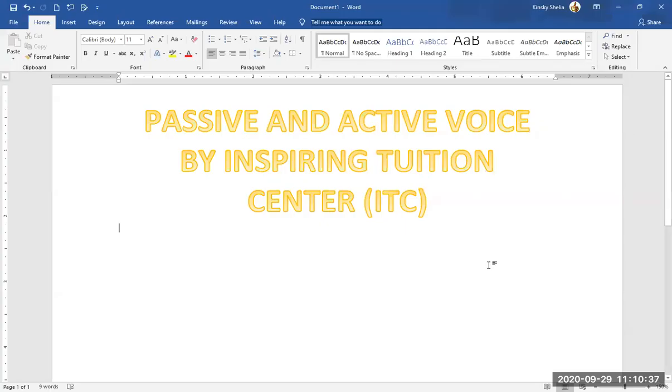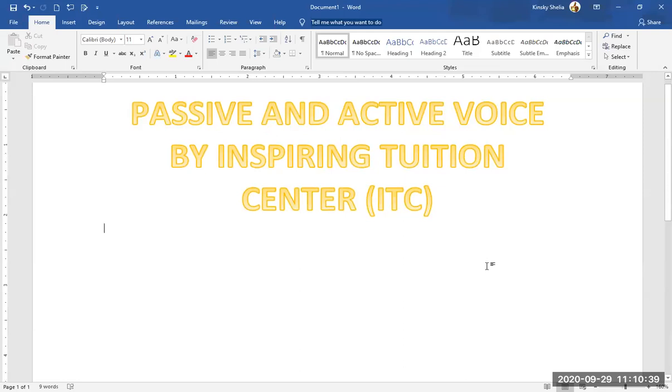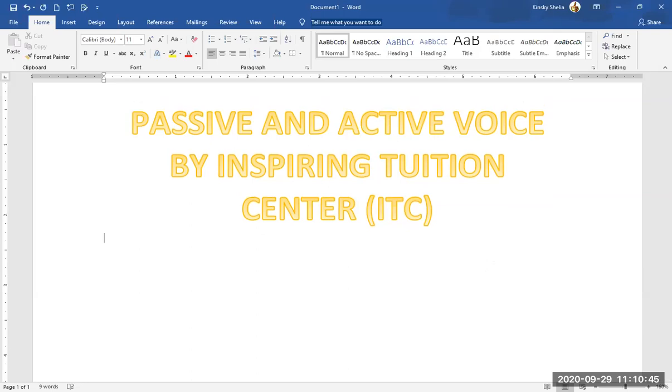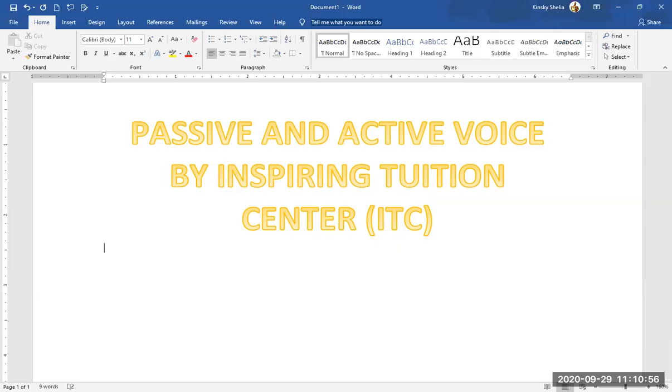Well, good day everyone. Today I want to teach you about the passive and active voice. And here we can see that the concept of making the passive is to change the sentence by reversing, especially, the objects to the subjects without changing its meaning. That's what we are doing.